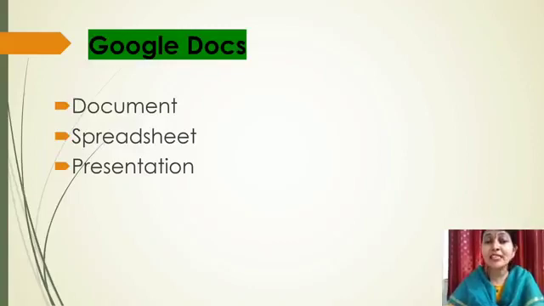And one more is there, that is Google Drive. Google Drive is used to store your work online. And in Google Docs, there are 3, that is document, spreadsheet, and presentation. Document means your Word file, spreadsheet means the Excel file, and presentation means the PPT. So these are used to create the documents online. And Google Drive is used to store your work online. So these 2 services are available on the cloud that we are using nowadays.